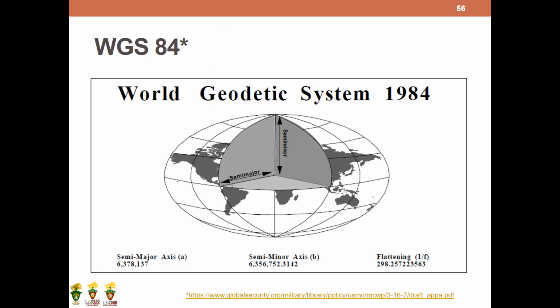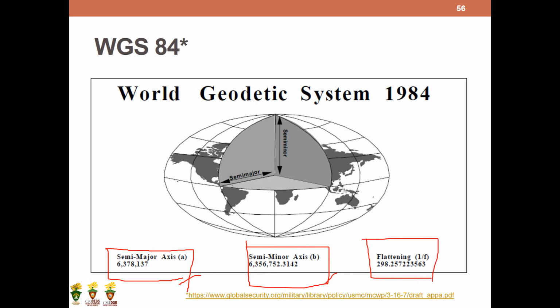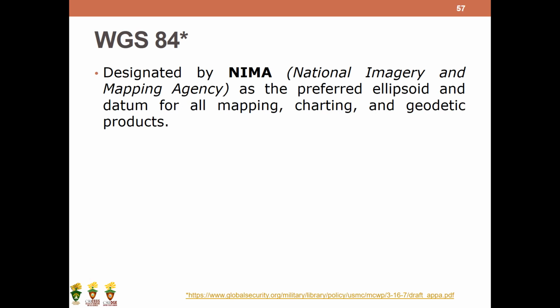And here are the parameters for WGS84. We have the semi-major axis, the semi-minor axis, and the inverse flattening, which are used especially in solving the transformation. I guess these were discussed in the previous discussion. And WGS84 was designated by NIMA, the National Imagery and Mapping Agency, as the preferred ellipsoid and datum for all the mapping, charting, and geodetic products.